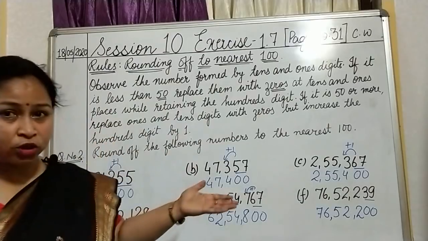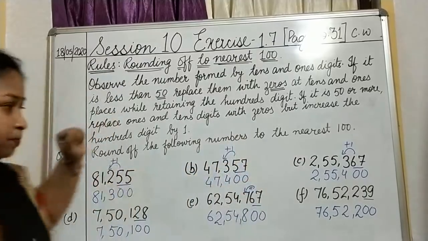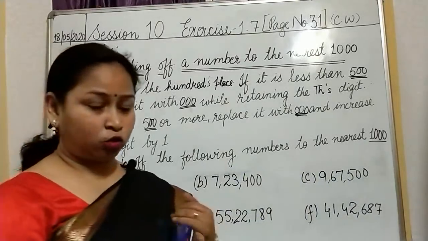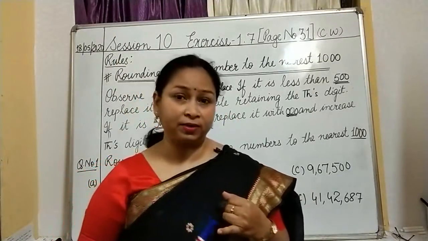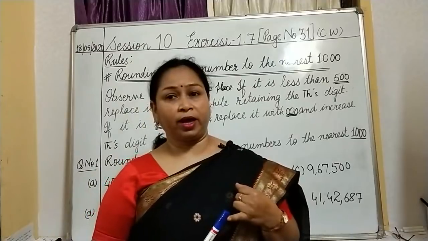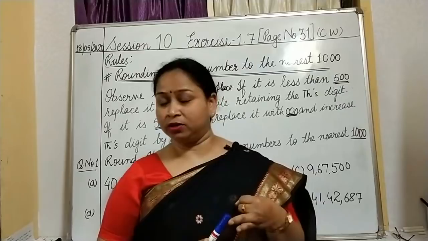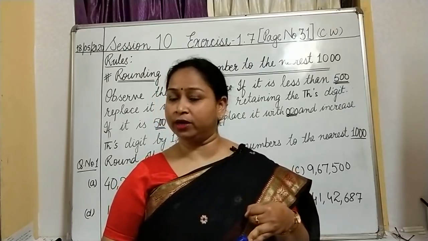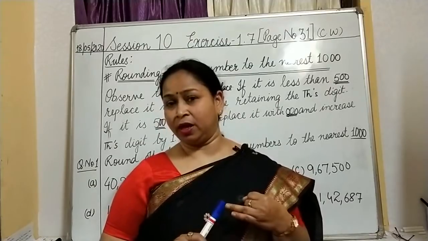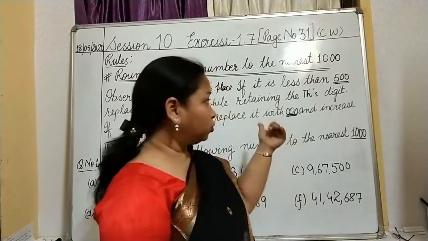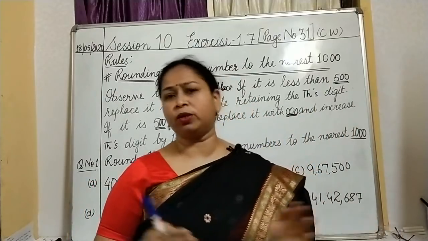Okay. So that last question we will be doing, that is, round off the following numbers to nearest 1000. So children, when we were doing rounding off to nearest 10, we underlined the ones place. Then just now we learned rounding off to nearest 100, where we were observing the tens place, isn't it? Now we are going to do rounding off to nearest 1000. The rules will be the same.